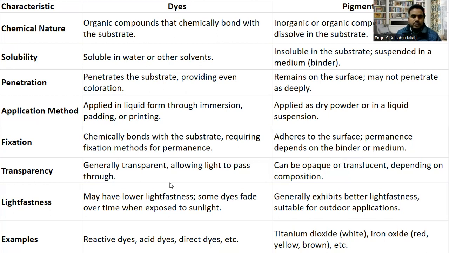In case of transparency, generally with dyes we get a transparent appearance, and light can pass through the dyes. But in case of pigment, depending on composition, it can be opaque or translucent. And in case of light fastness, for the dyes, they can fade if we expose them to light. So it has been written here, may have lower light fastness. Some dyes fade over time when exposed to sunlight.